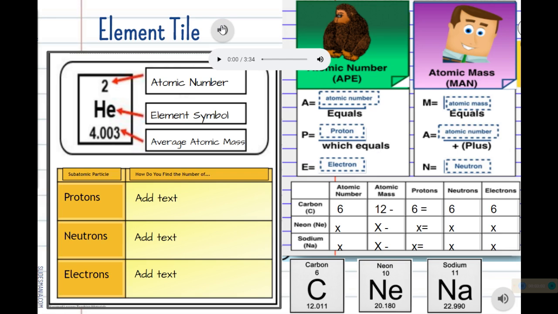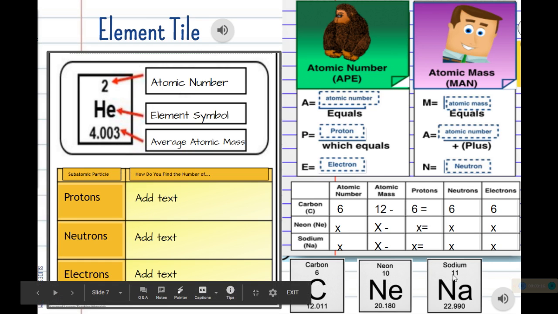Okay, the first thing I want you to do is click this listen button and play this sound. I'm going to tell you exactly how we find these. So on the periodic table, you're going to see elements that look like this, this, this, and this. So we have helium right here.